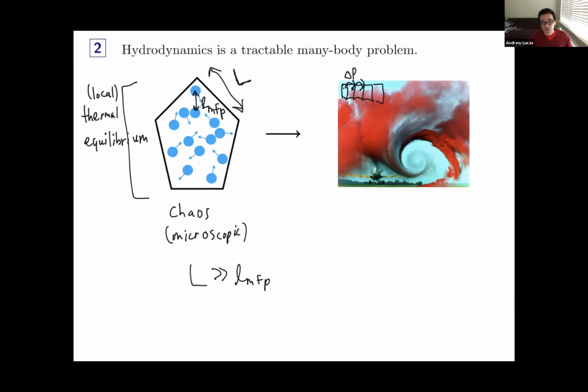Now, what's remarkable about hydrodynamics is it's remarkably insensitive to microscopic details. As I'll argue for a simple example in a minute, we really need to know very, very little about what's going on microscopically.